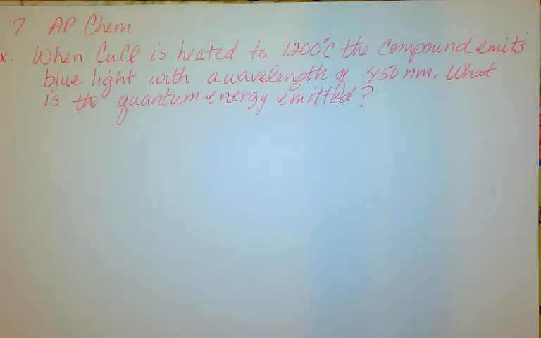So when we look at an atom and a compound, our first example here is copper chloride, and this is Cu+1, so this is copper 1, as heated to 1200 degrees Celsius. The compound emits blue light with a wavelength of 450 nanometers. What is the quantum energy emitted?